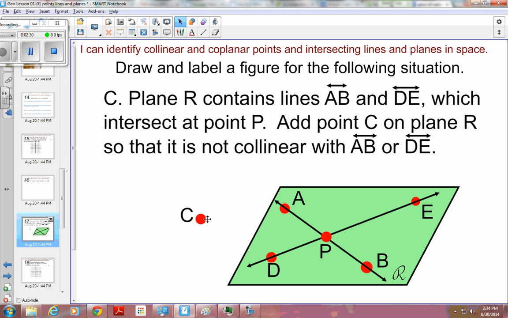Okay, point C. It cannot be collinear, not collinear, which means not on the same line. Remember, collinear has the word line in it, so not on the same line with AB or DE. So that means I can't put it here because that would be on line AB. I can't put it there because that would be on line DE. But I could put it anywhere in the space, you know, in here, over here, down in here, anywhere that's not on one of the lines. So I'll just leave it there because there's plenty of space for it. And that would be a representation of this situation.